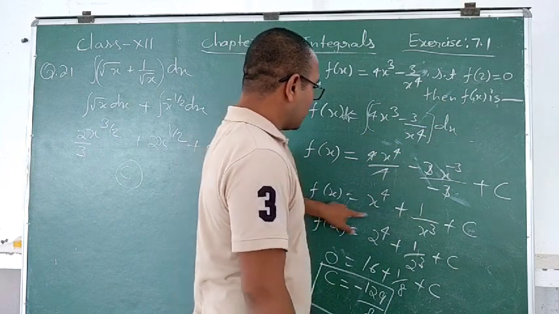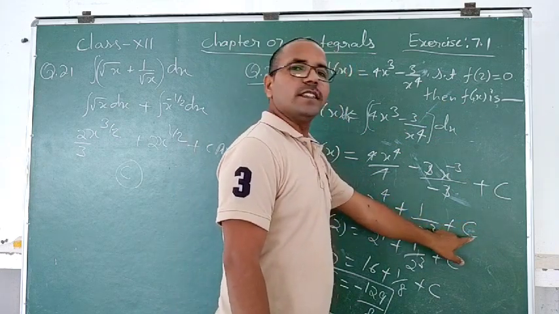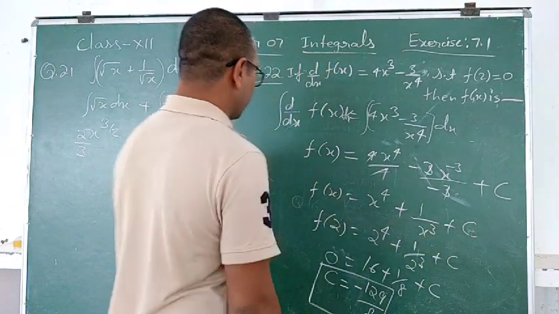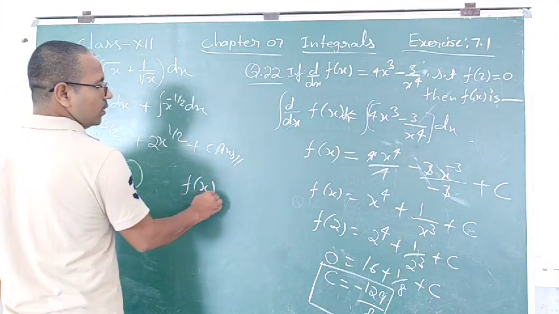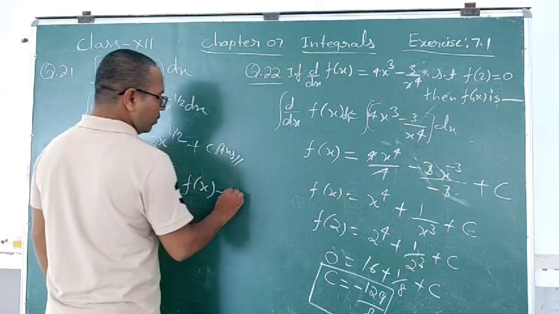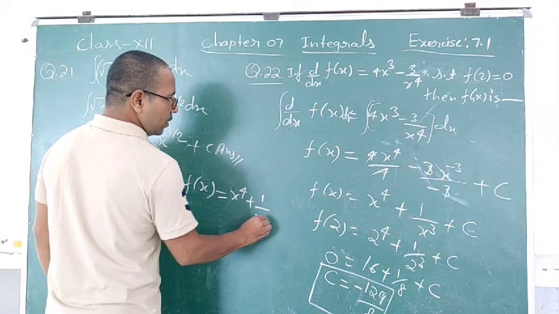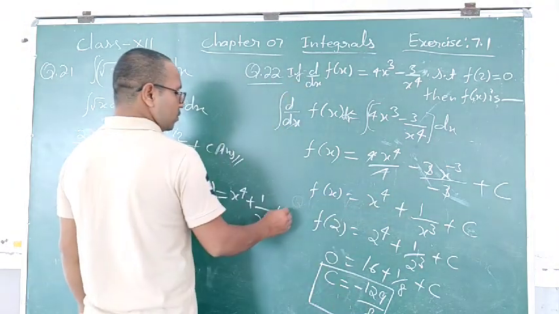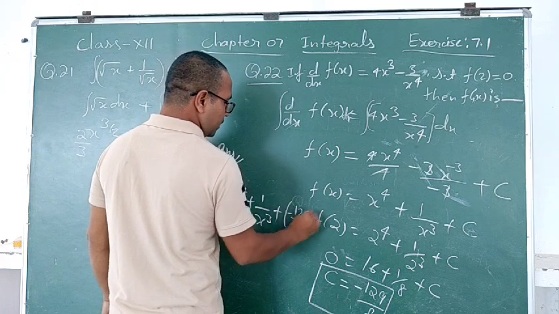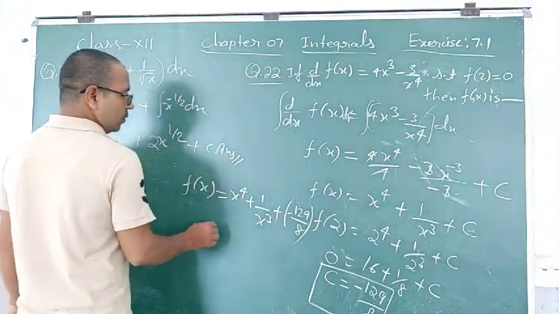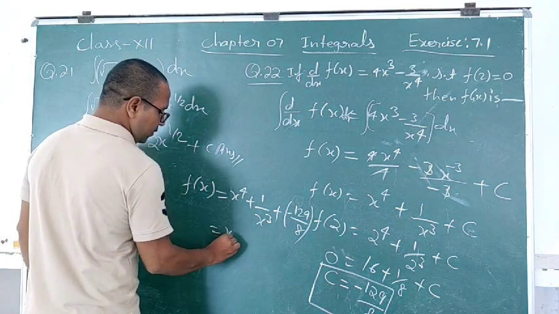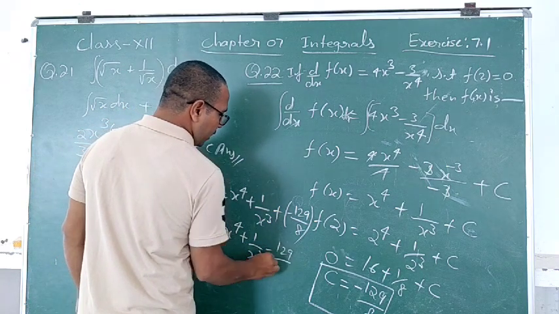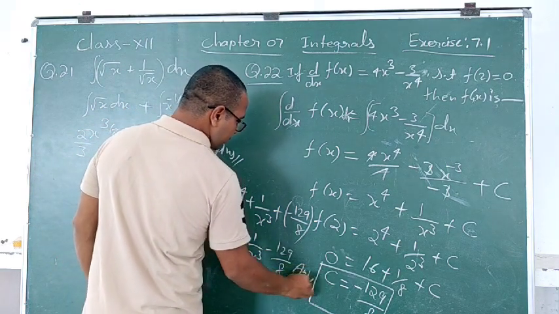So f(x), this one is the f(x). So we have to put the value of this c. c is equal to how much? Minus 129 upon 8. We have to put it here. That will be the answer. So f(x) is equal to how much will you get here? x to the power 4 plus 1 by x to the power 3 plus c. c is how much? c is minus 129 by 8. So minus 129 by 8. So plus 1 by x to the power 3 minus 129 by 8. This is the answer.